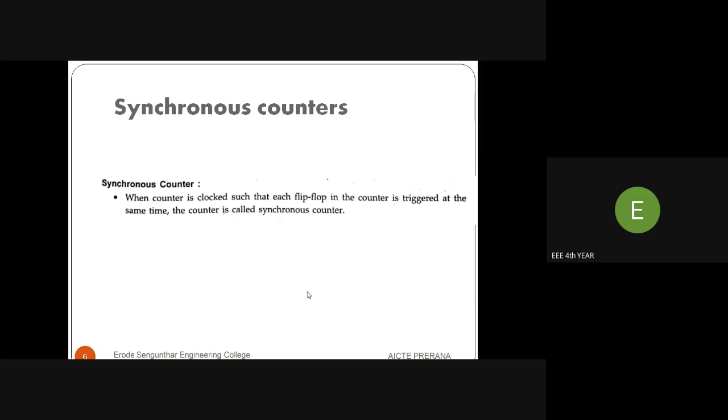See, for this example, suppose we have three water tanks, and the tanks are filled with water through a pipe. All the tanks are connected to the same pipe. If 3 liters of water is passed through the pipe, each tank is filled with 1 liter. Therefore, when the 3 liter input is given, all 3 tanks are equally filled. This is called a synchronous counter. Likewise, when all the flip-flops are clocked simultaneously, it is called a synchronous counter.